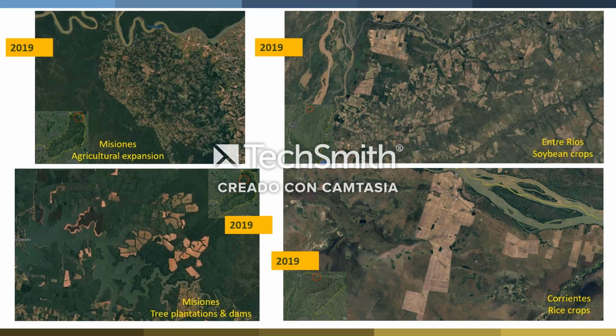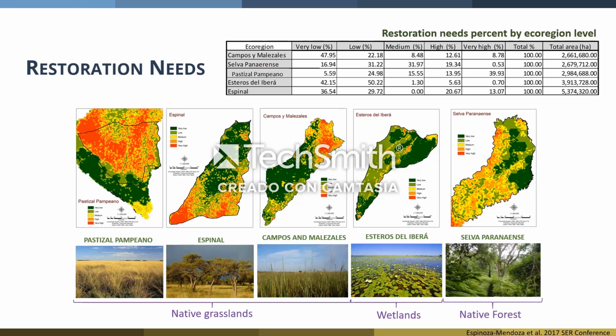So as you can see here, there are a lot of very degraded areas, and in the next slide we show you some restoration needs maps that we made to present at the SER Congress in 2017, showing restoration needs of the most degraded ecoregions. In this case there are 5 ecoregions. Look at the table above.